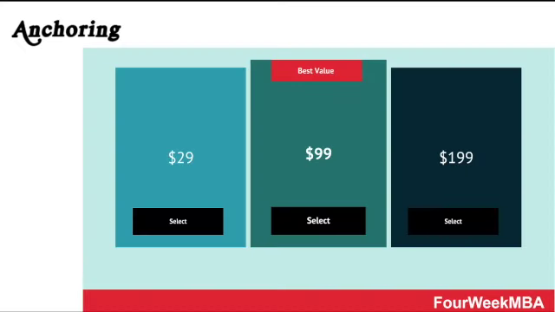So if we look at it from this point of view, instantly we are drawn to the middle option because we believe it's the best value. The reason we believe it's the best value is because the $199 is the anchor, which we automatically might consider to be too expensive, but yet the $29 is perhaps too cheap, so we think it's low quality. So what we do instead is we go for the middle option, which we consider to be the best value.